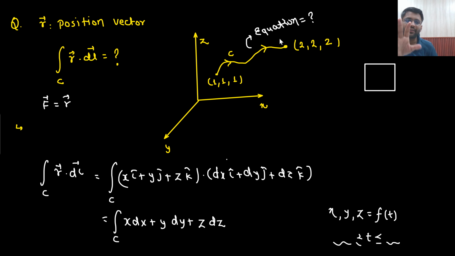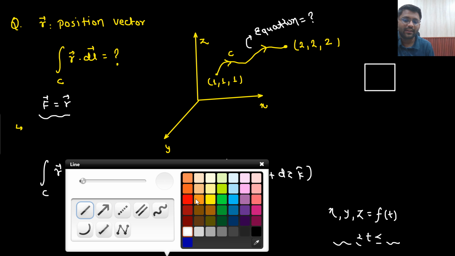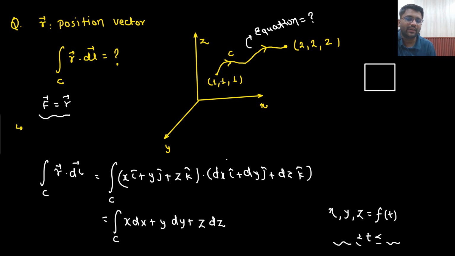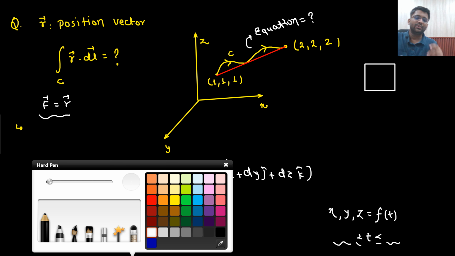So at this point, when you are stuck, it should click to you that this vector field f might be conservative. Because if it is conservative, then you don't need to follow this path, no? You can follow some other path. Let's just say if it comes out to be conservative, then you can directly follow a straight line. Why do you need to follow this curvature?